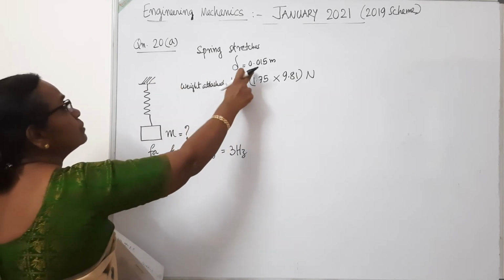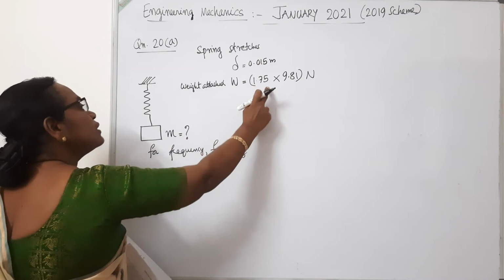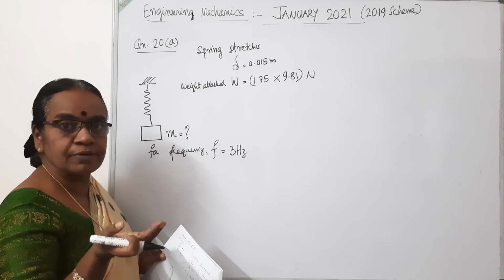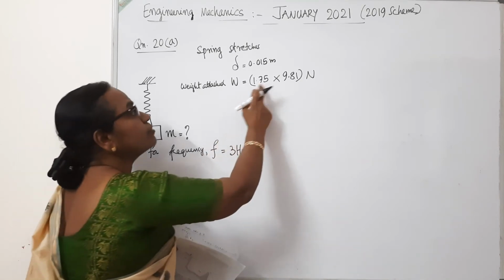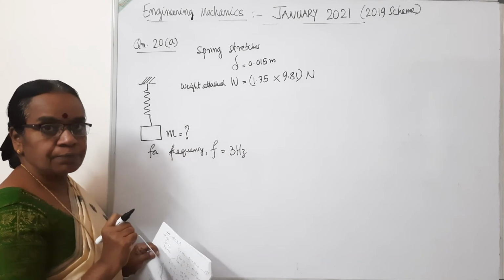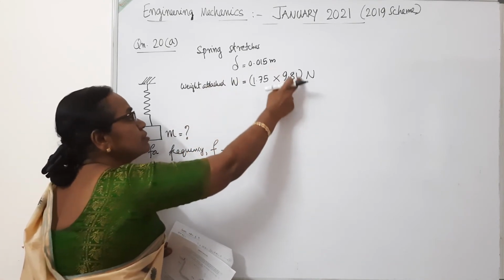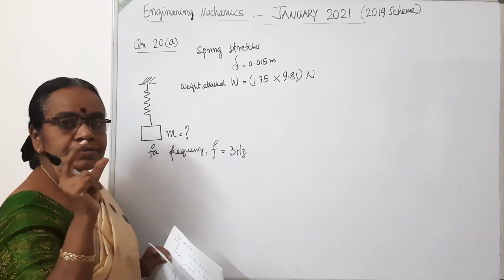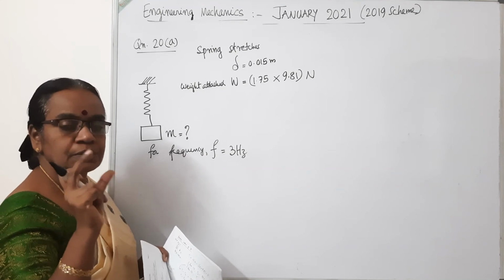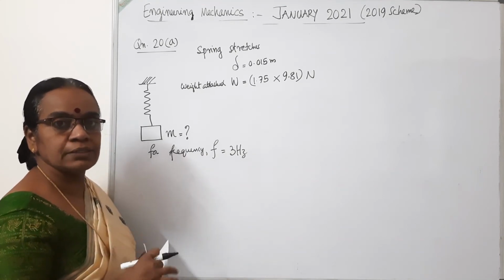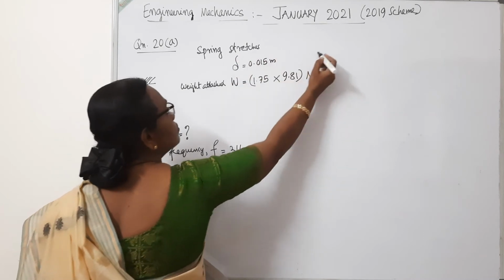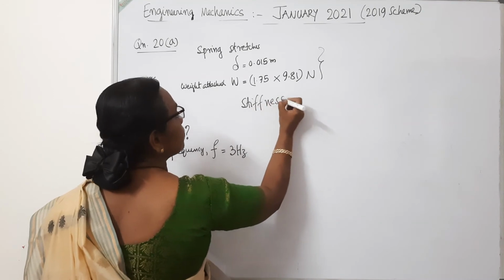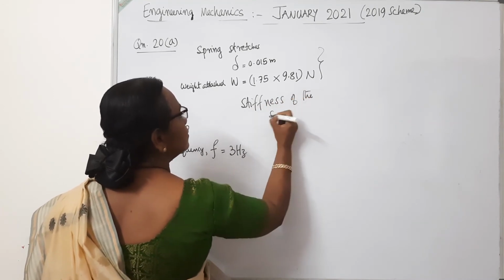Here a spring stretches by 0.015 meter when a weight of 1.75 kilogram is attached. The kilogram is the unit of mass. So mass is 1.75, and the corresponding weight is 1.75 into 9.81 Newton. When this much mass is attached, it undergoes a deformation of 0.015 meter. Once the term spring is used, the term stiffness should come to your mind. Using this data, we can calculate the stiffness of the spring.